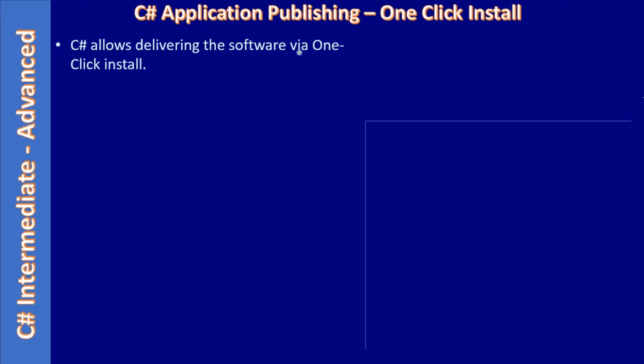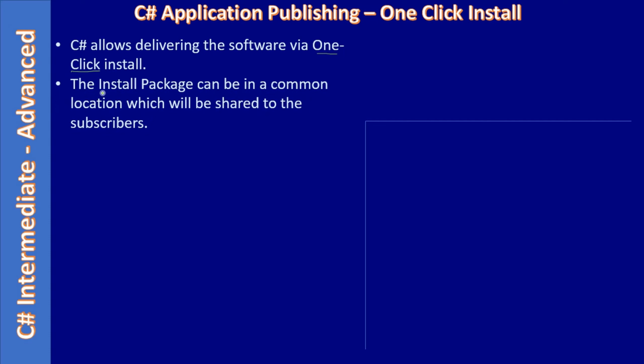C# allows delivering the software via one-click install. So this is the way we are going to publish the application in a target location. The install package can be in a common location which will be shared to the subscribers. So there are two people here. One is the publisher and the others are the subscribers. The publisher will publish the application and the subscriber will get the notification of the published application. They will install the application from the published location. That way they will get notification when there is a patch update or a major update, all those things.